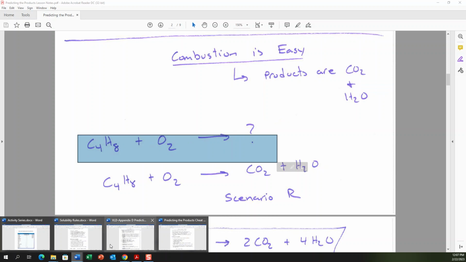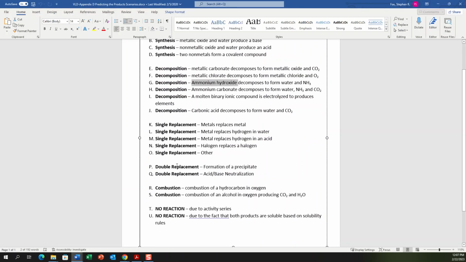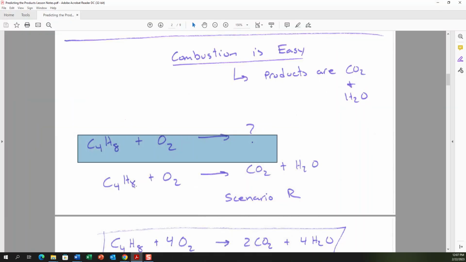But let's look at our scenarios. For combustion, we're only given 2 scenarios. We either get combustion of a hydrocarbon, which is going to be scenario R, or we have combustion of an alcohol. Well, if we go back here, C4H8 is not an alcohol. It's just a hydrocarbon. So what would this be? This would be butene. This is the combustion of butene.